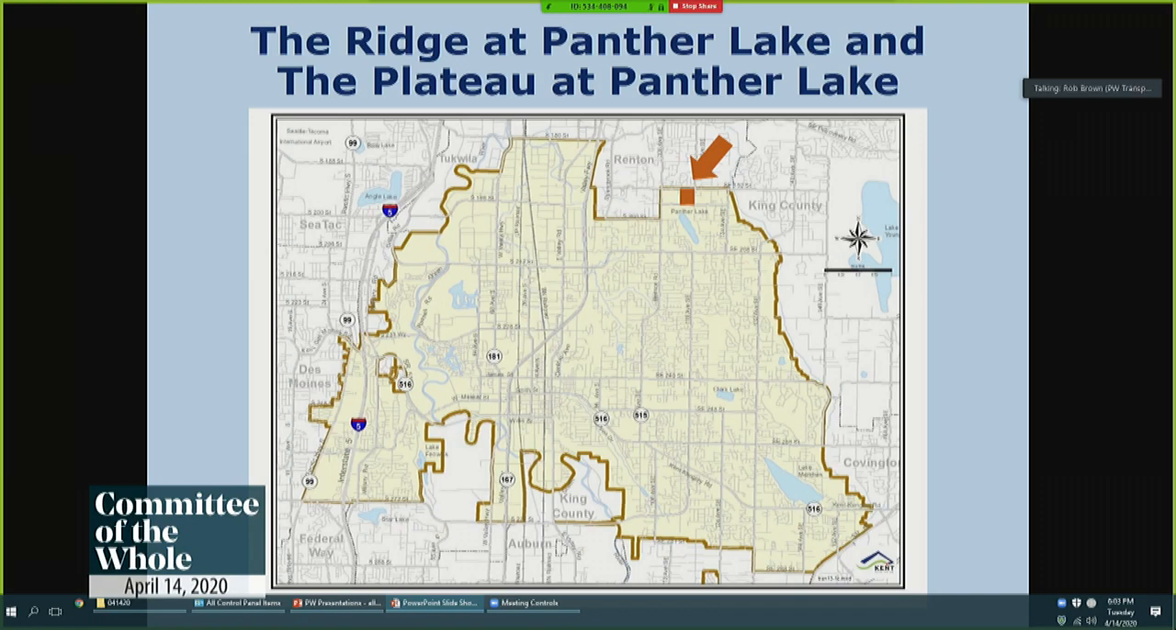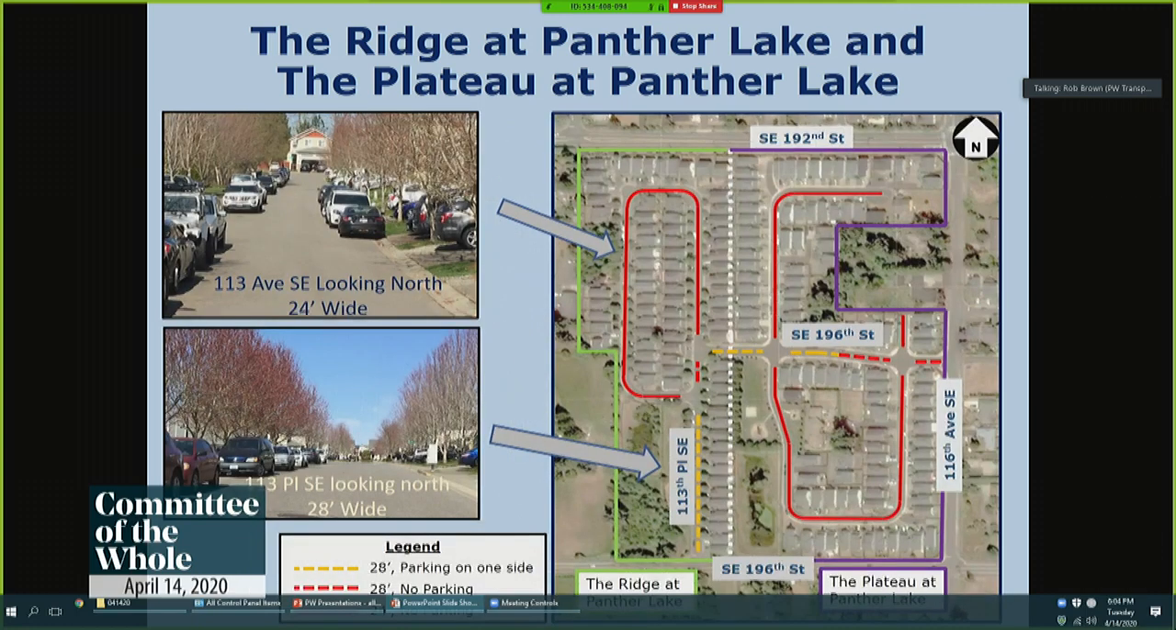Two neighborhoods side by side. This is the Ridge at Panther Lake and Plateau at Panther Lake. These are at the north end of the city on the east side, roughly between 192nd Street and 196th Street. These two separate neighborhoods I'd like to discuss together because not only did the two neighborhoods approach us together, they're also adjacent. Next slide, please. The aerial photo with the lines on it is a little bit complicated, so we'll talk our way through that.